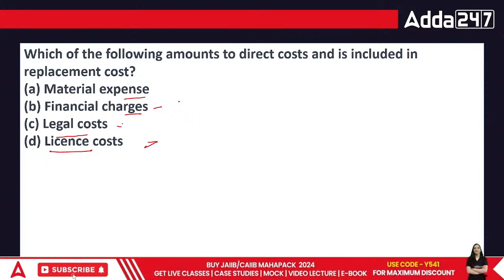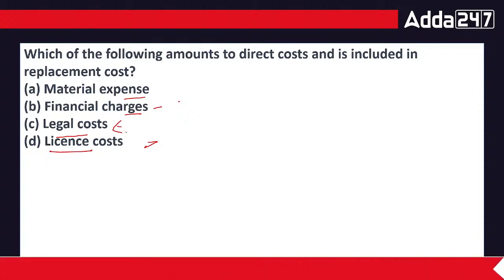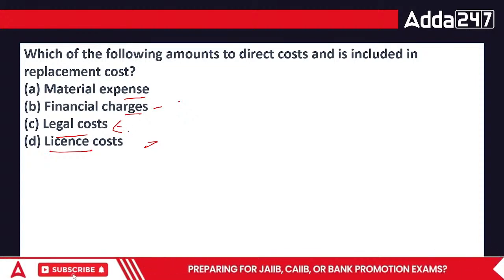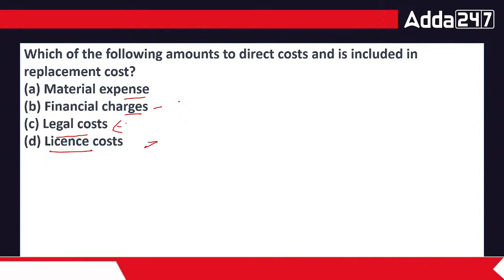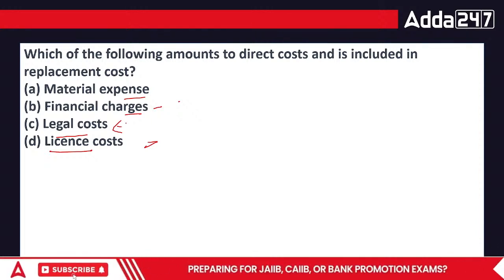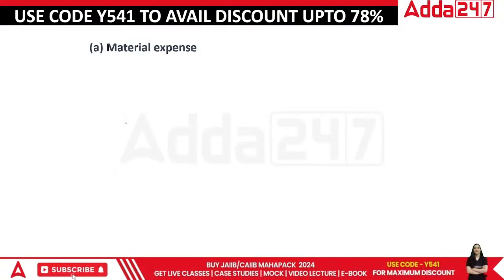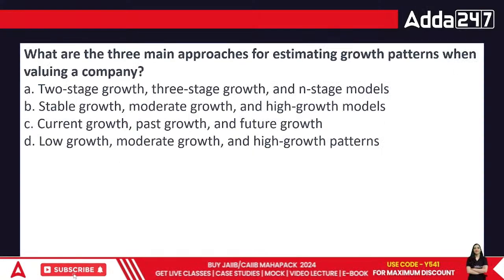Then we have the legal cost. Legal cost is not included again. This is a regular day-to-day expense which you have to do because you have people to cater. And then license cost is also the same. So I will go for just the material cost. Either way you work it out, this would be the answer ultimately.